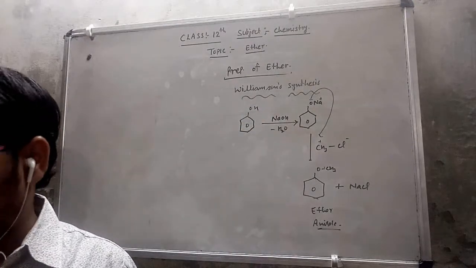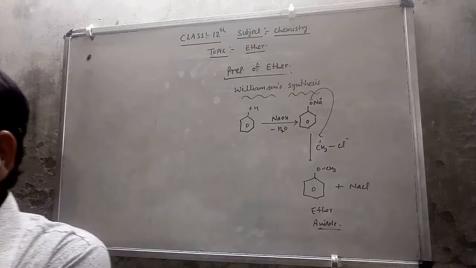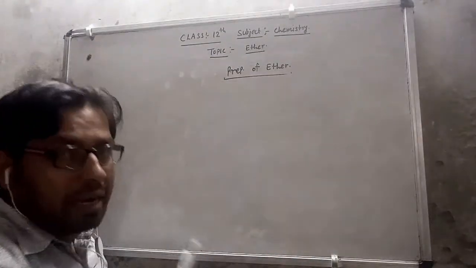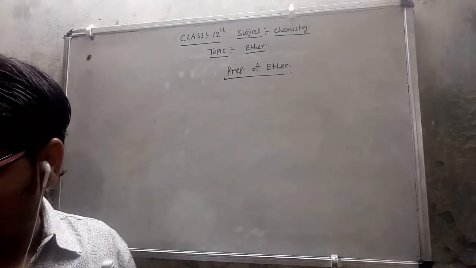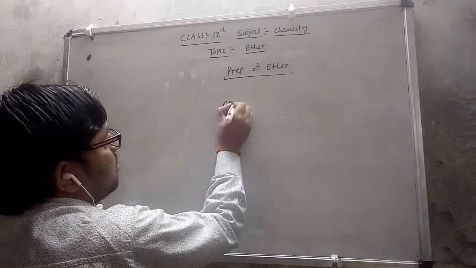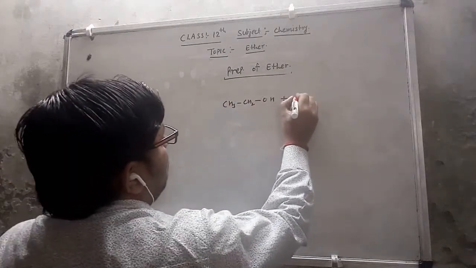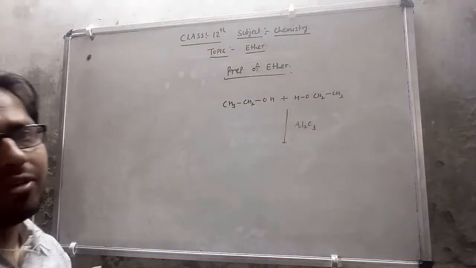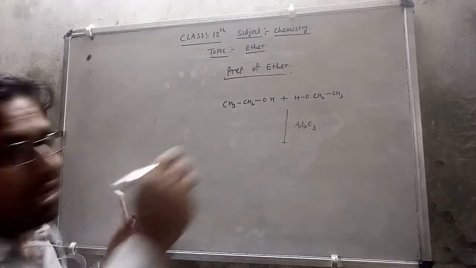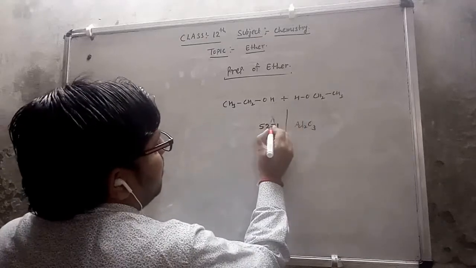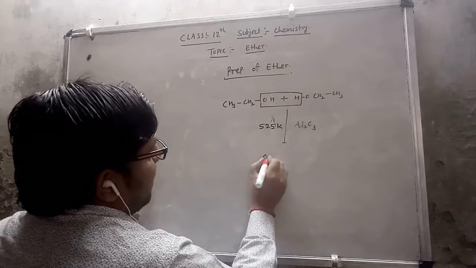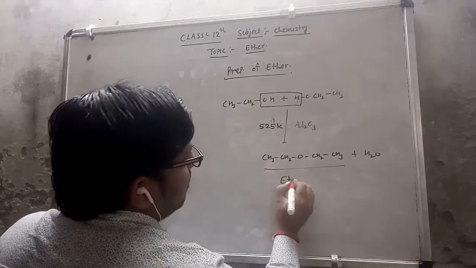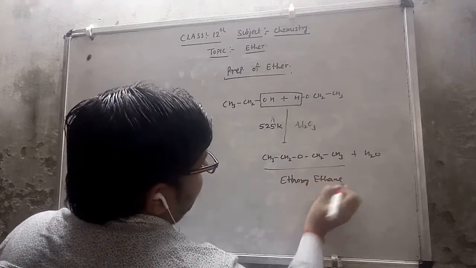Now the next method that I will discuss with you is the reaction in the presence of Al2O3, alumina, where ether can be formed. Here we can take two molecules of alcohol. This is CH3CH2OH, and the other molecule I can write as CH2CH3, in the presence of alumina, Al2O3, at 525 Kelvin. From here one water molecule is eliminated, and we are getting CH3CH2OCH2CH3 plus H2O. This is also ethoxyethane, that means we are getting the ether.